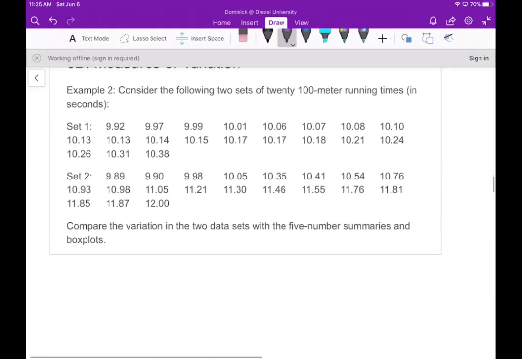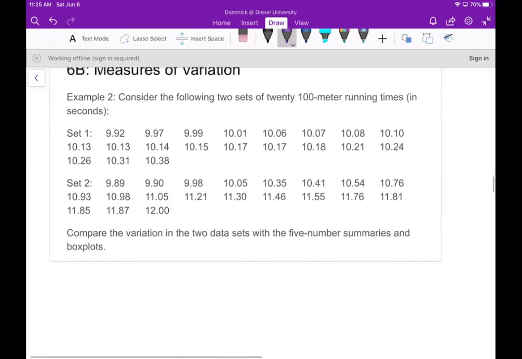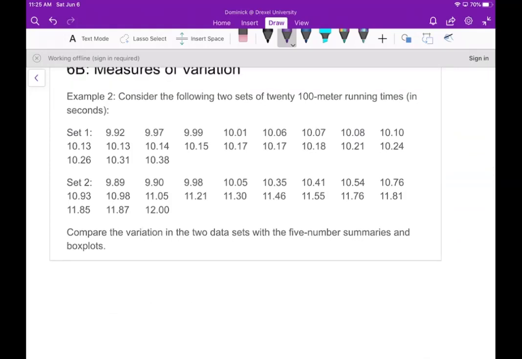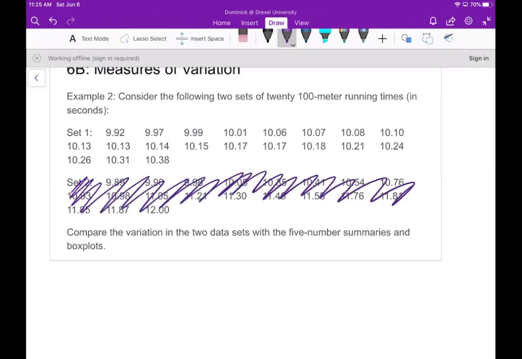Now we'll just do that with one of these data sets because these are a lot of data points. And we're going to consider the following 2 sets of 20 10-meter running times, right? So let me cross out this section 2. Right, and if you wanted to do that, you could just rewind it a couple seconds and pause it, and you can try this for that second data set. But for time's sake, we'll just do the one.